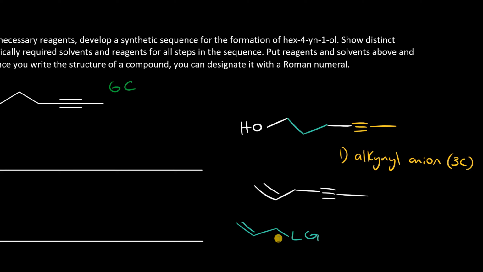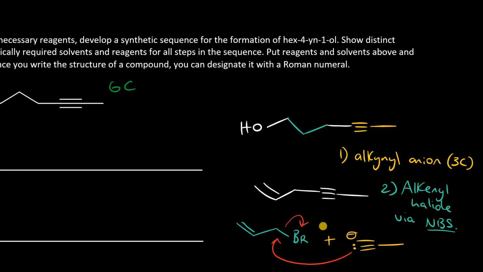So immediately after looking at this structure, I know I need to use NBS at some point. And if we add that to our alkynyl nucleophile, we can cause an SN2 reaction to occur like this. The goal is to form the nucleophile and the electrophile, mix them together, and then do some slight modifications to result in this compound. So let's start by synthesizing the alkynyl anion.